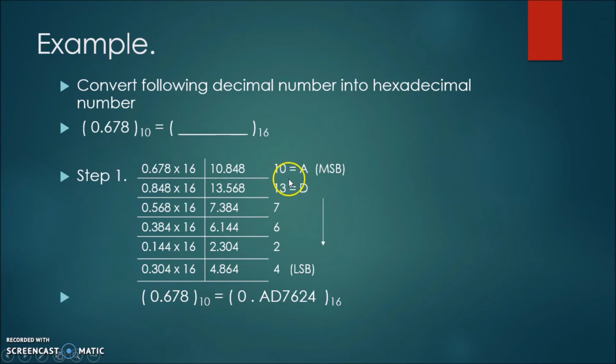Now while writing all these hexadecimal digits, we write the first multiplication number, that is 10 as A, as the most significant bit, and the last number that we get is considered the least significant bit. So here the answer for 0.678 is equal to 0.AD7624.